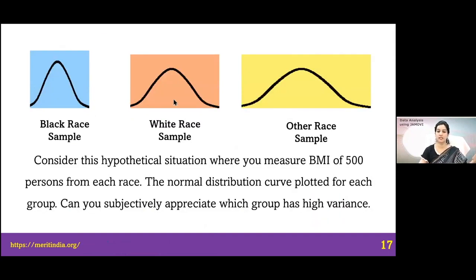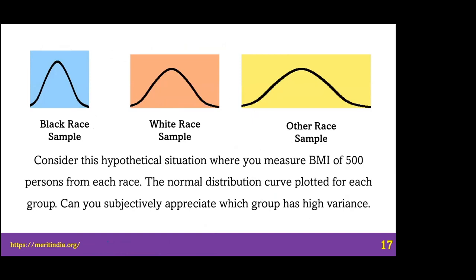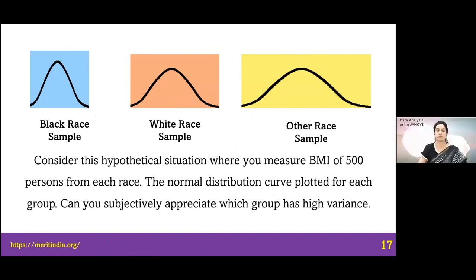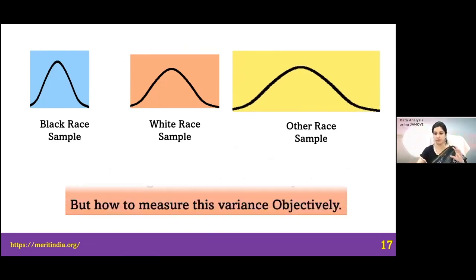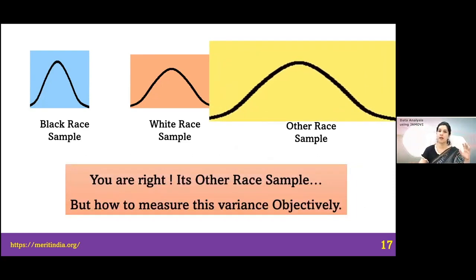Like these are the 3 graphs, you can say this is black, this is white, and other race. So consider a hypothetical situation. You have measured the BMI of 500 people from each race. Can you subjectively say which of these 3 groups has higher variance? The other race sample, yes, because the horizontal spread is more. So that's why we can say that the variance of the other race is more. But it is a subjective way, by seeing the spread.